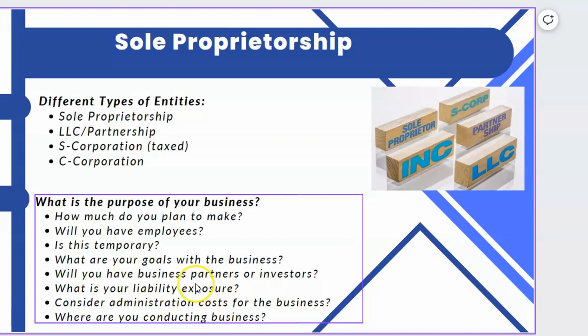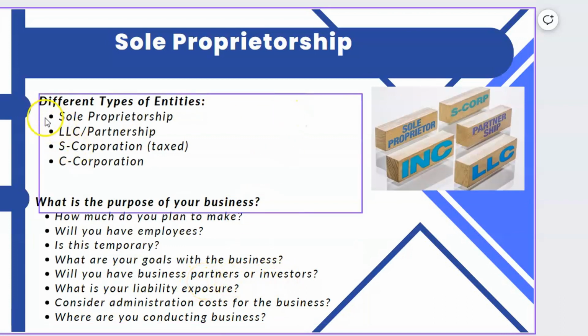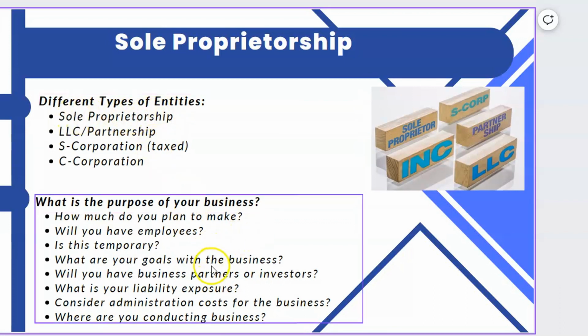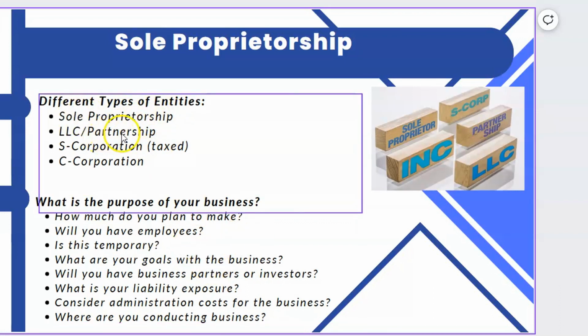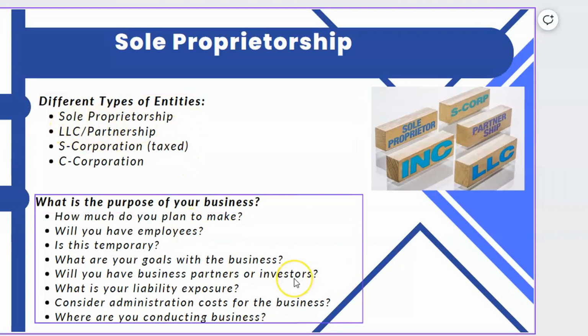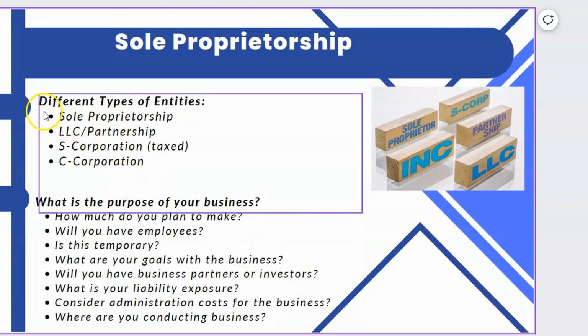Are you going to have business partners? Are you going to have investors? If so, then sole proprietorship is not going to apply to you. Because if you're going to have partners, there's going to be more than one of you, and that defeats the whole sole proprietorship. If you're going to have investors who put money into your business, that's also going to defeat the whole sole proprietorship.